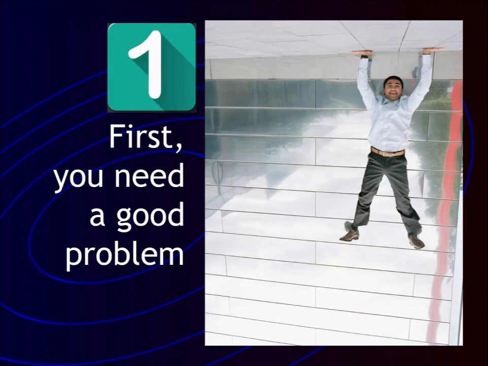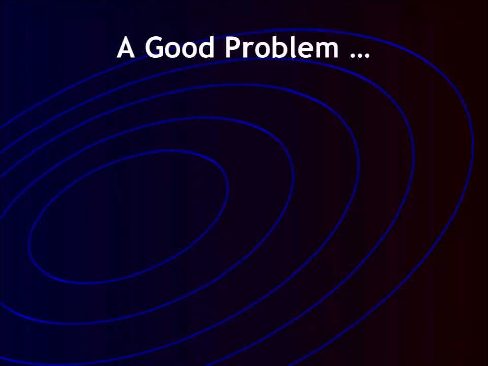So the first thing you need is a good problem. Not all problems are appropriate for this approach to problem solving. Some problems are too easy to solve. For example, a problem with only one cause that is easily identifiable is not a good problem for action research. If it's a problem that fits neatly into your current mental model, then it's probably not a good one for action research.